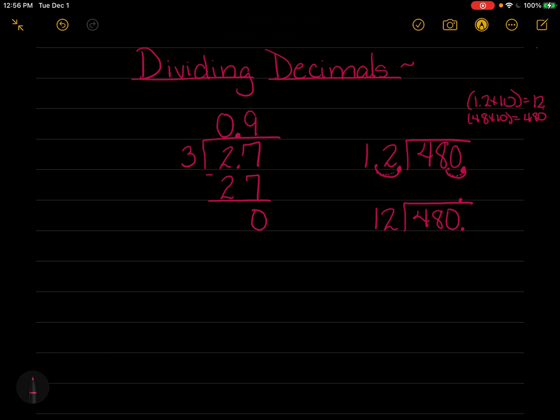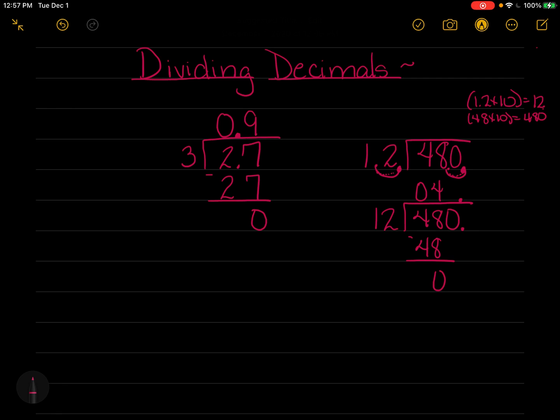Now, I start my problem just like I always would. Will 12 go into 4? No. It goes 0 times. We can put our 0 there if we want to. Will 12 go into 48? Yes, it will. 4 times. 12 times 4 is 48.